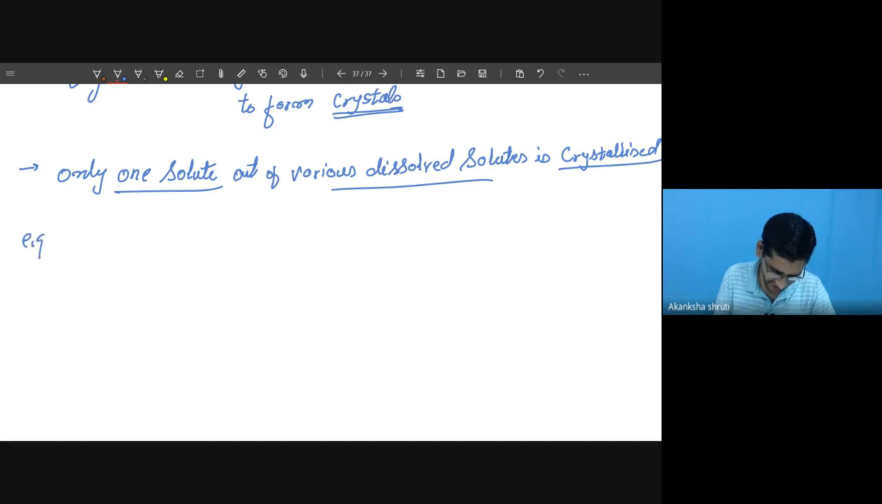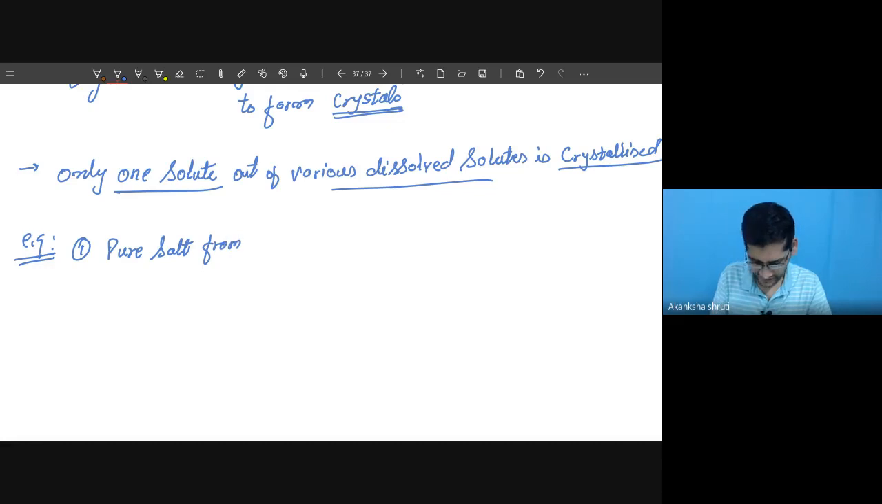Students, what are the examples? Even if we take sea water and just cool it, a crystallization process occurs and pure salt is obtained from sea water.